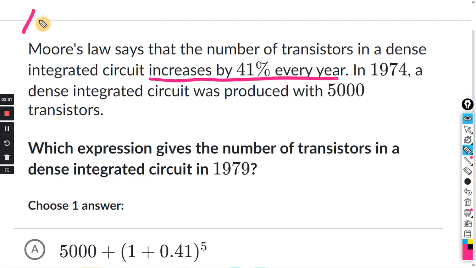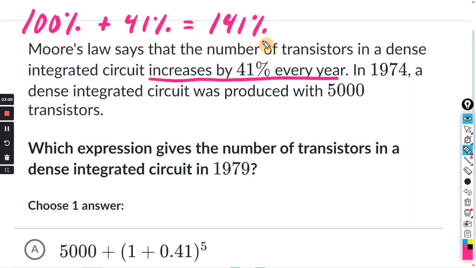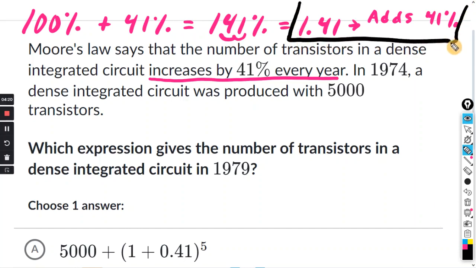When you start with 100% of whatever, and you increase it by 41%, so add 41%, that's the equivalent of getting 141% of the initial value. Now to convert the 141 to a decimal, you just move the decimal over 2 places. So that's going to equal 1.41. And what the 1.41 does is it adds 41%. So you are going to need this in your equation.